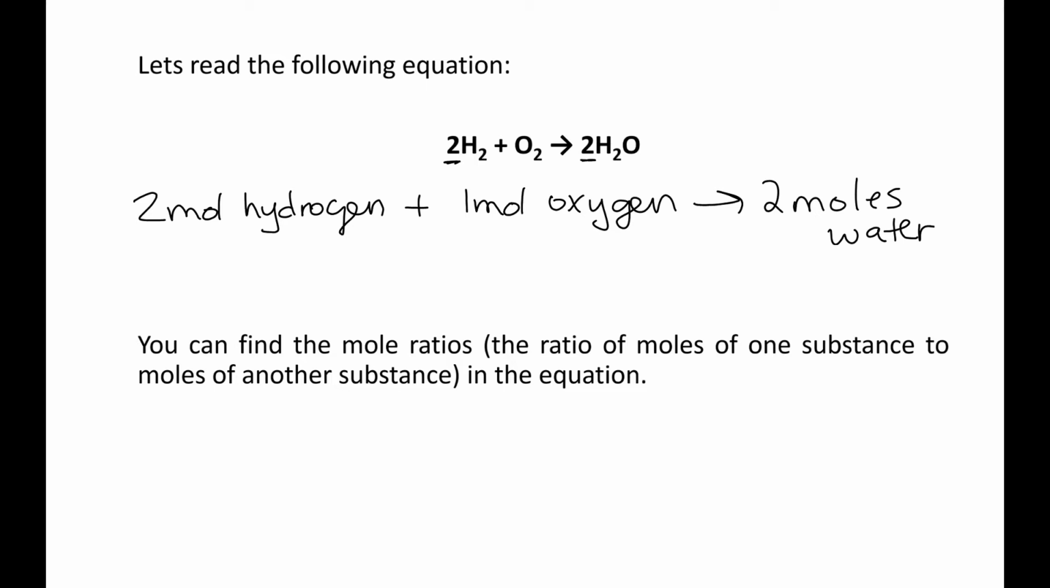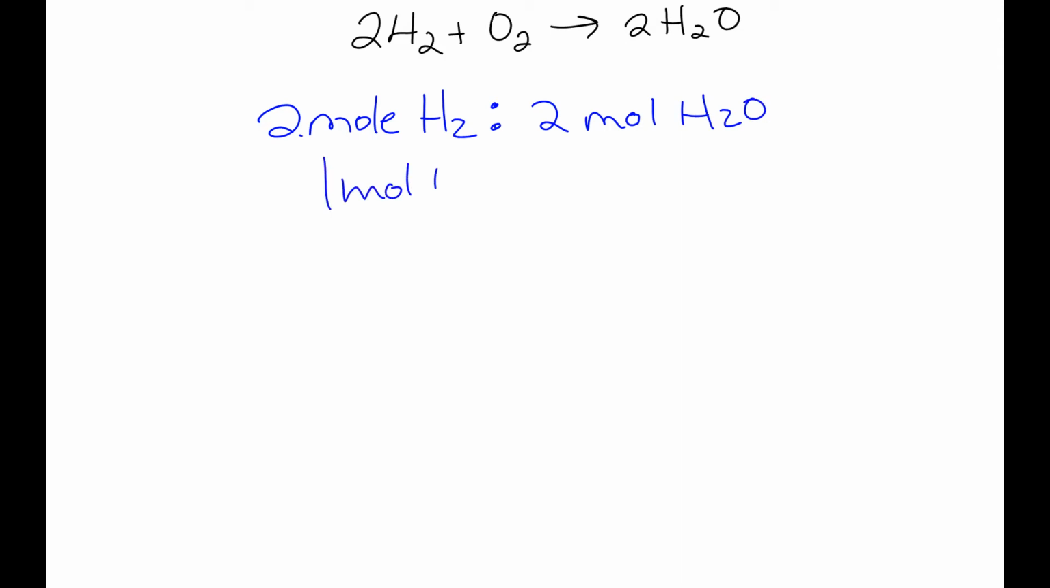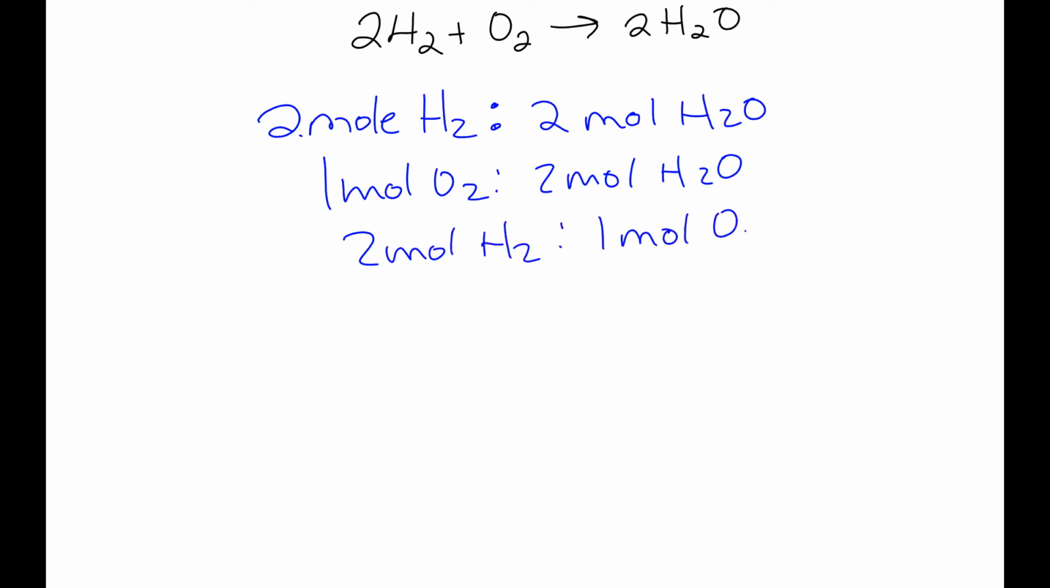So let's go ahead and write down some mole ratios with this equation. Okay, so let's look at hydrogen to water. So it's 2 moles of hydrogen, and we put the little dots for ratios. If you remember when we did hydrates, we put the little dots for ratio. So it's 2 moles of hydrogen to 2 moles of water. Okay, we also have 1 mole of oxygen to 2 moles of water. And not only that, but we have 2 moles of hydrogen to 1 mole of oxygen. All of these 3 are going to be used in our conversion factors in our picket fences.